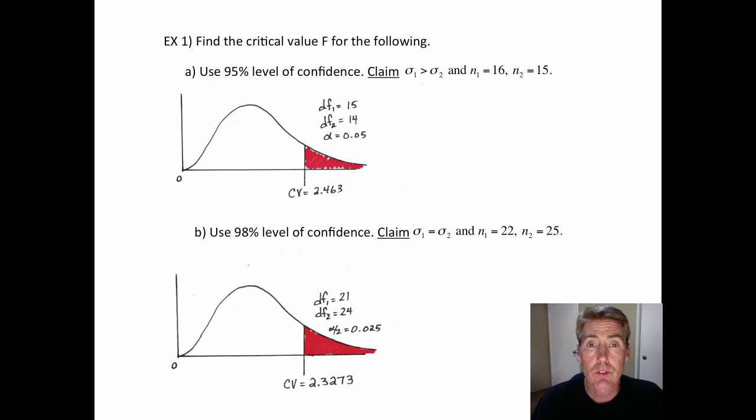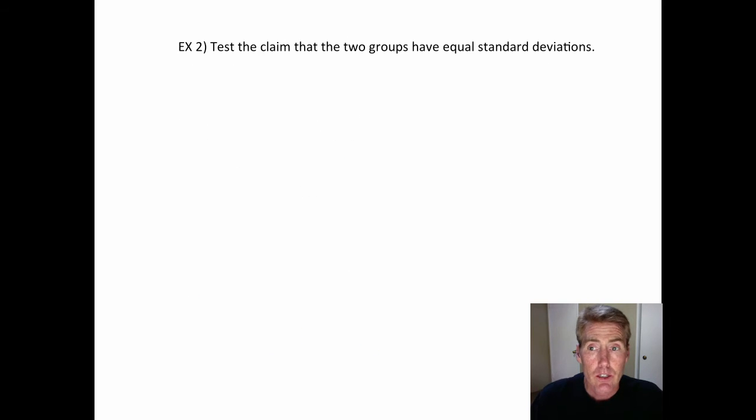Okay, now let's do a full example. So this doesn't have much of a story, just test the claim that these 2 groups have equal standard deviation. So group number 1, 32 people, a standard deviation of 14.3. Group number 2 has 33 people and standard deviation of 12.7.